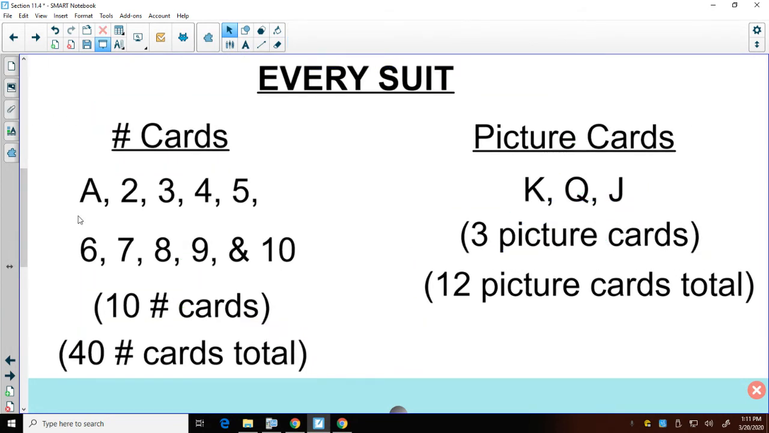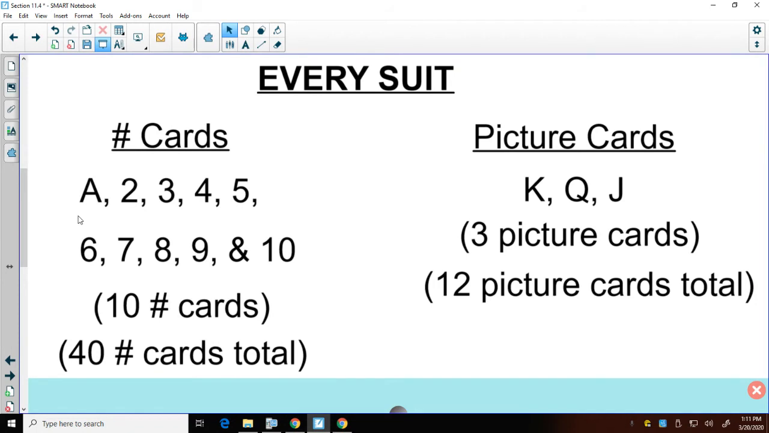All right. So number cards is ace, 1, 2, 3, 4, 5, 6, 7, 8, 9, and 10. Okay, again, the ace is representative of 1. In picture cards, you have the king, the queen, and the jack. Okay, those are your 3 picture cards.